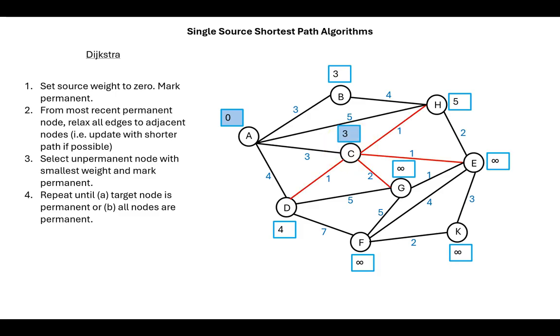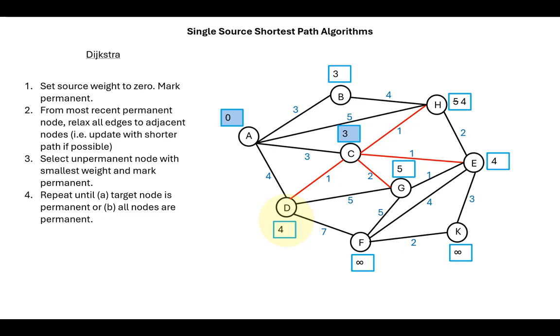So now from C, the edges I can consider that go from C to non-permanent nodes are highlighted in red there. And you can see that it's quicker to go to H via C, because 3 plus 1 is 4, so we can update the label of H to 4. We can update E to 4 as well, 3 plus 1 is 4. We can update G to 5. And for D, it's also 4, so we don't need to update it.